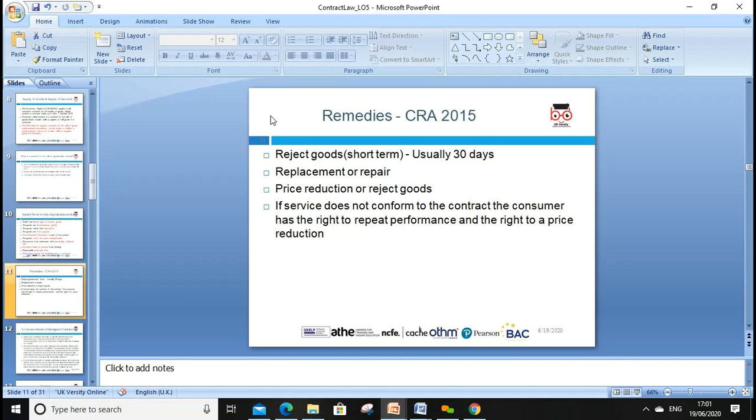Remedies under the CRA, the Consumer Rights Act. Reject goods in the short term, usually 30 days. Electronic goods 90 days. Replacement or repair, price reduction or rejecting the goods. If the service does not conform to the contract, the consumer has the right to repeat the performance.